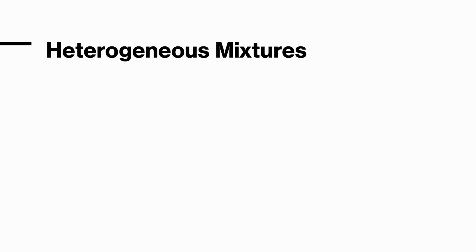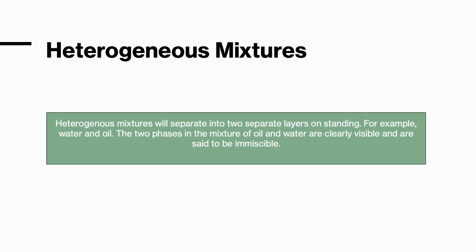Moving on to heterogeneous mixtures. Heterogeneous mixtures will separate into two separate layers on standing. For example, water and oil. The two phases in the mixture of water and oil are clearly visible, and therefore they are said to be immiscible.